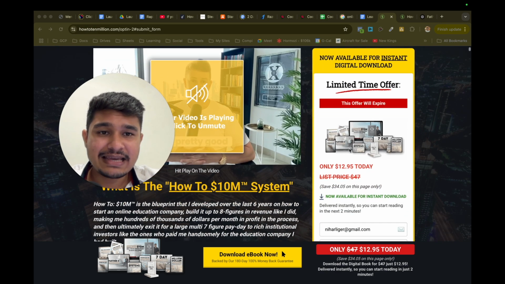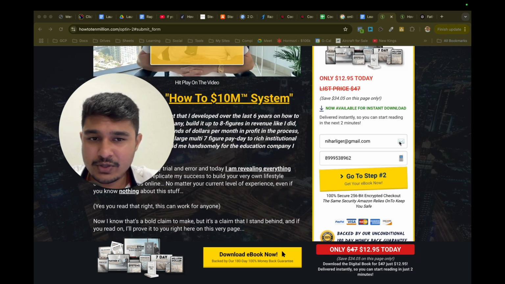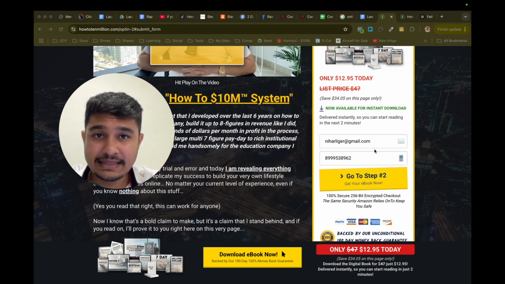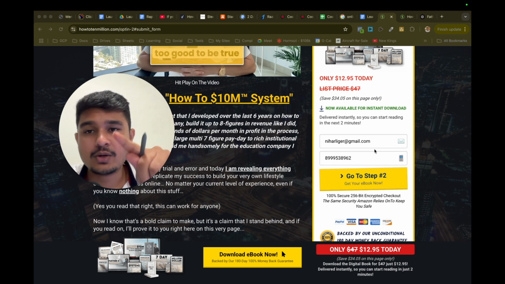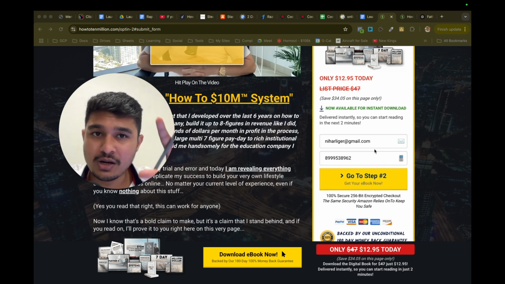Now here, on the right side, he has a checkout form, right? As soon as you click on step 2, people can make a payment then and there on this particular page. They don't go to any other page separately, right? Now this is option number 1.